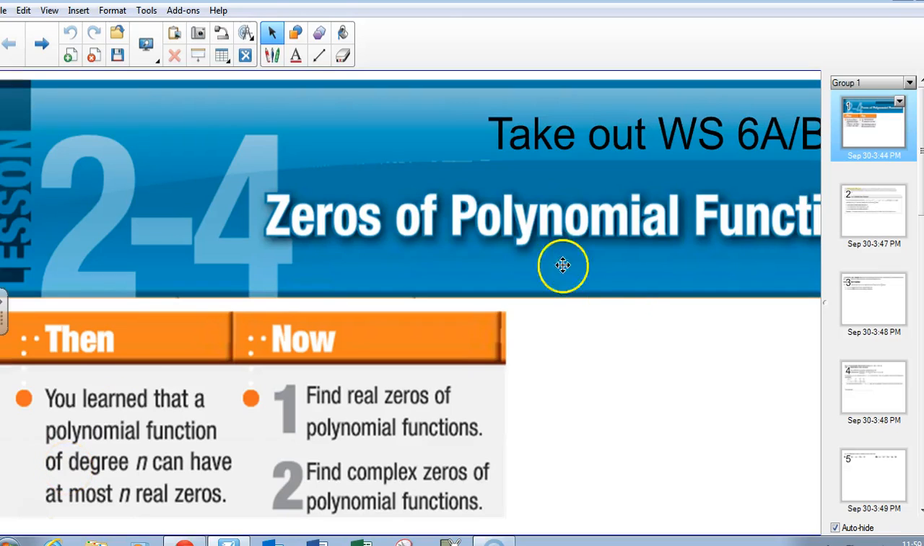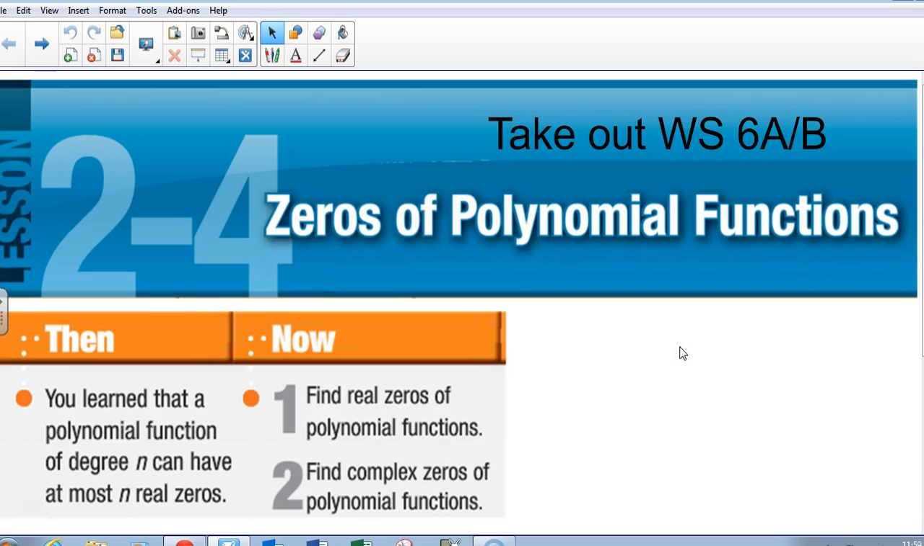All right, we're starting over here. This is lesson 2.4, worksheet 6. I'd really appreciate it if we could get started here quickly.